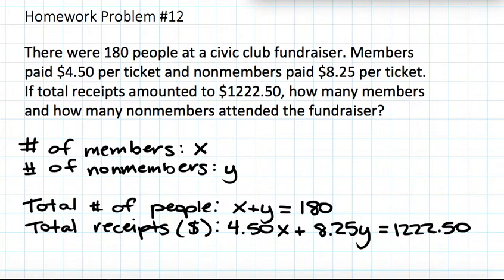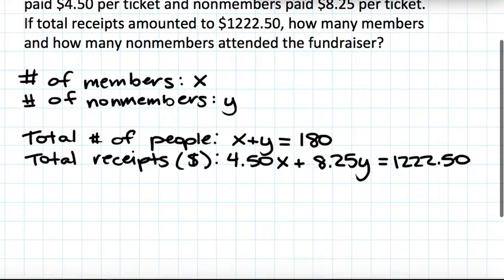Multiply the total price per ticket times the total number of that ticket that was sold, add the two categories together, and that's the total amount of money that I made. So these are my two equations. This is my system. From here, it's just a matter of solving it.